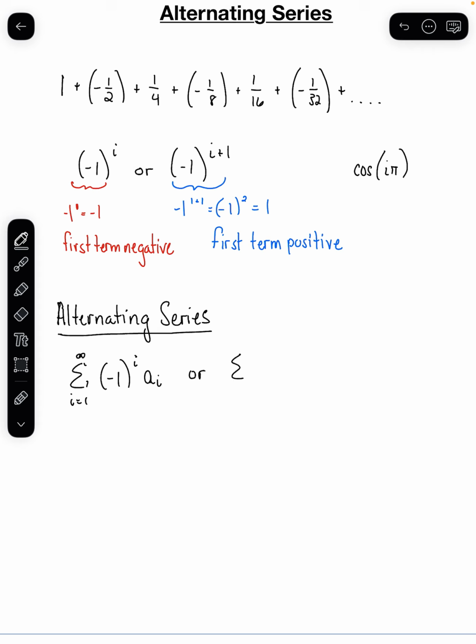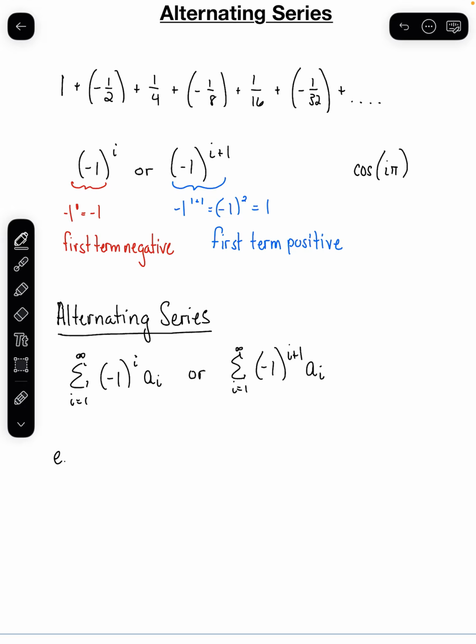Of course, this can also be the sum from 1 to infinity of negative 1 to the I plus 1 times a sub I. The only difference between these is whether the series starts with a positive term or starts with a negative term, after which, though, it will simply alternate signs.